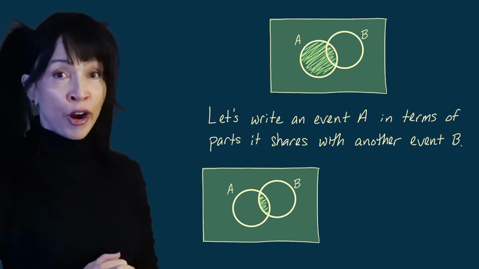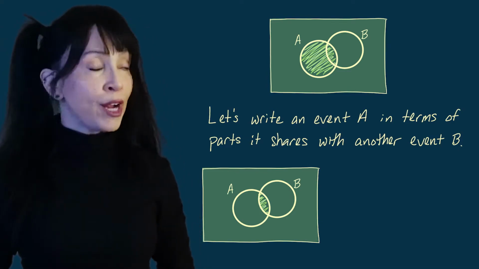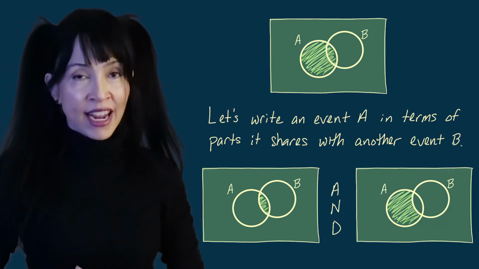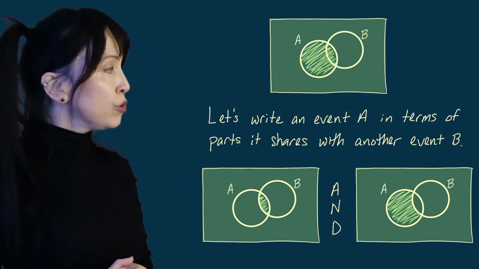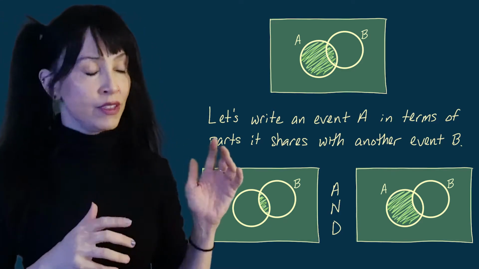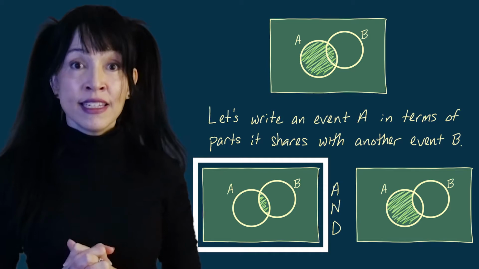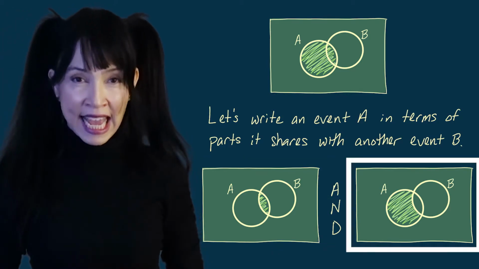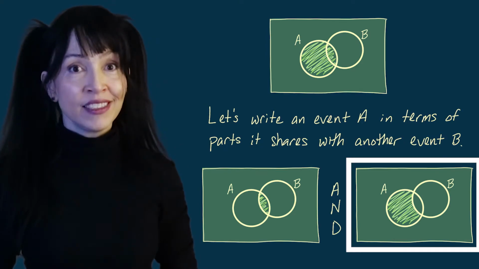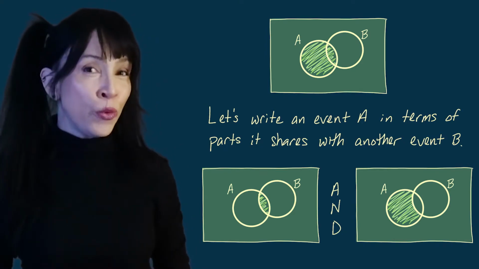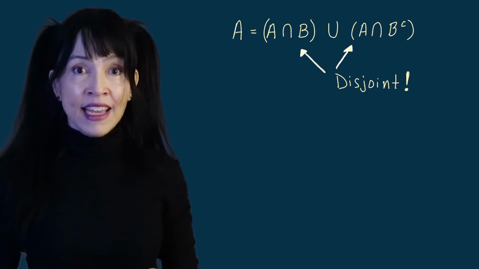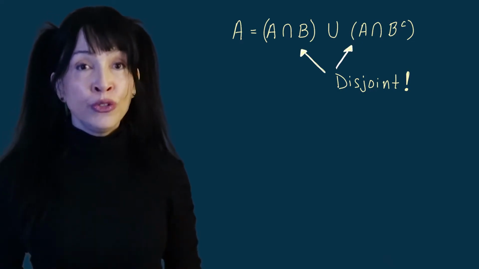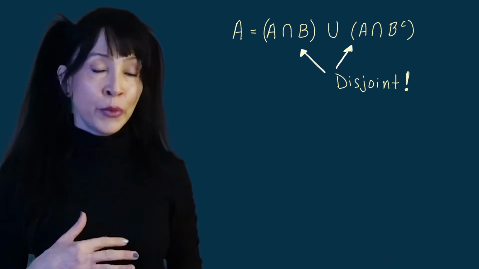I can take the part of A that is also in B right here, and the part of A that is not in B. So this first Venn diagram, the one on the left down here, is the event A intersect B, and this other one over here is A intersected with B complement. In other words, I can always write an event A as a union of two disjoint pieces with respect to another event.